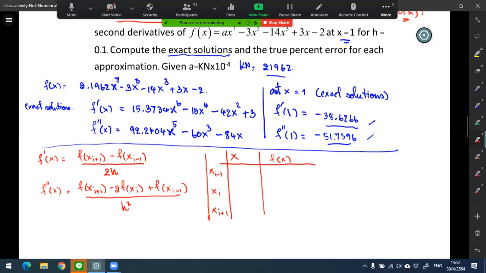Okay, xi is equal to what? 1. Xi for this case is 1, right? And h is given as 0.1. So xi minus 1 is 0.9. Xi plus 1 is 1.1. So then we substitute with this equation, right? Yes. Okay, do not confuse with the exact solution.